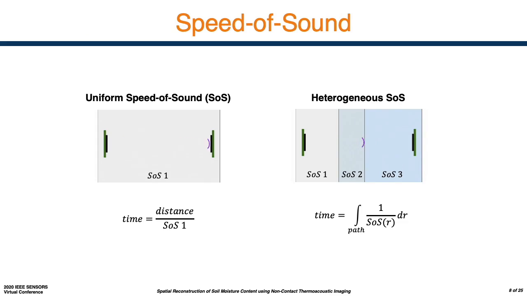Let's take a look at these two graphics. First, if the speed of sound in a medium is uniform, the time it takes an acoustic wave to propagate from a transmitter to a receiver, or the time of flight, can be calculated as the time equals the distance over the speed of sound. On the other hand, if the speed of sound varies spatially, the time of flight relationship is not quite as simple. The time can be found by integrating 1 over the speed of sound along the acoustic wave propagation path.